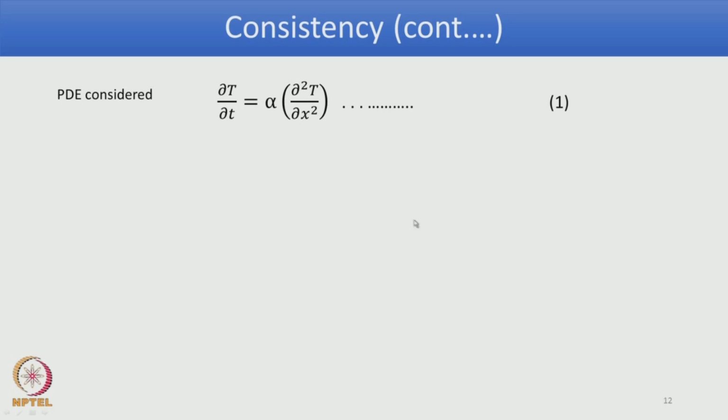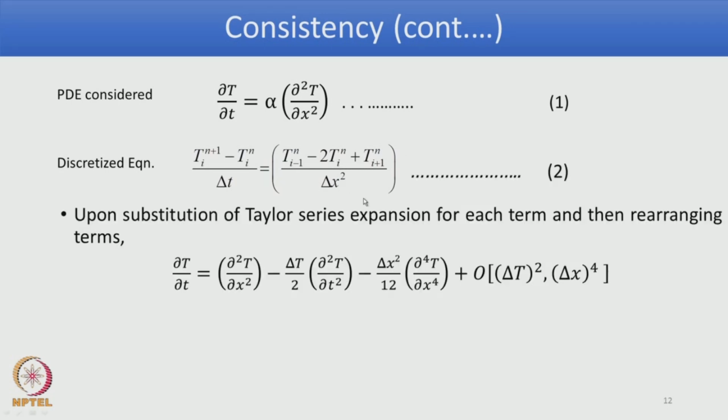So, the original PDE considered is given here, and the discretized equation, forward in time and central in space, is also given here. Then, upon Taylor series expansion, substituting for each of the terms and rearranging, we get an equation like this.